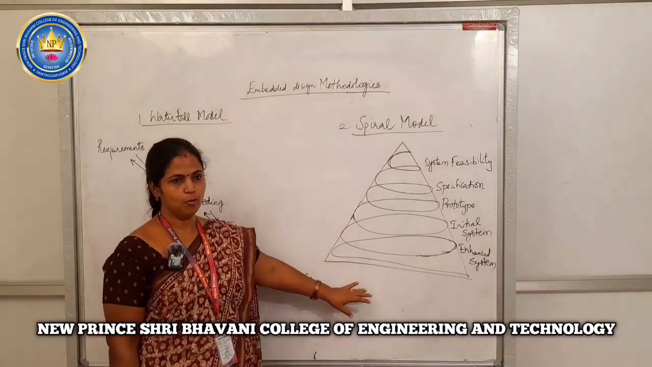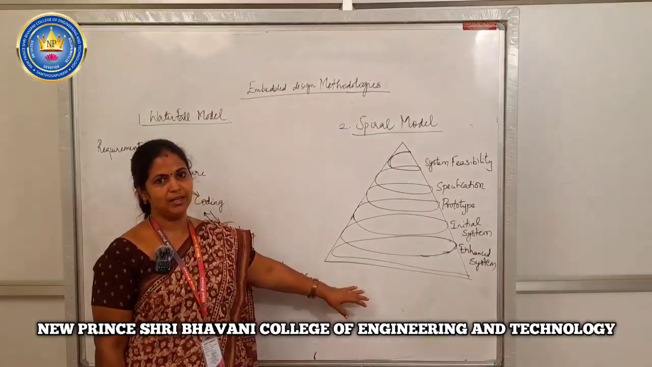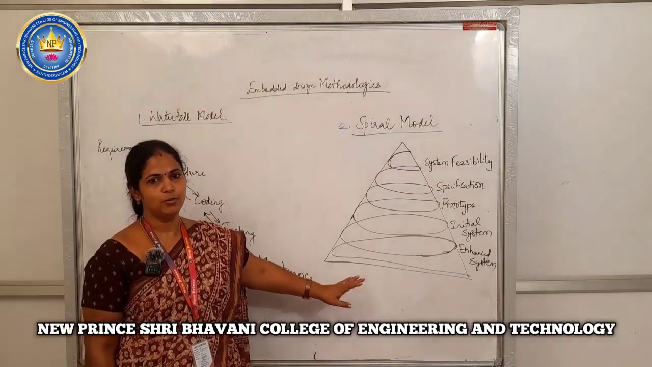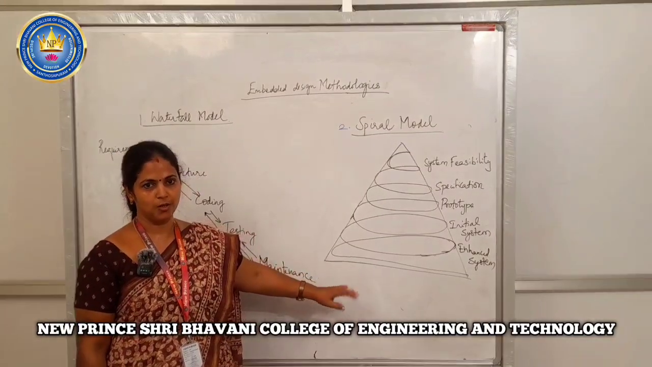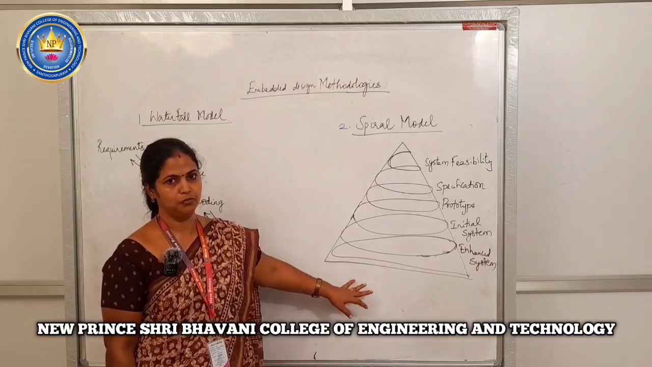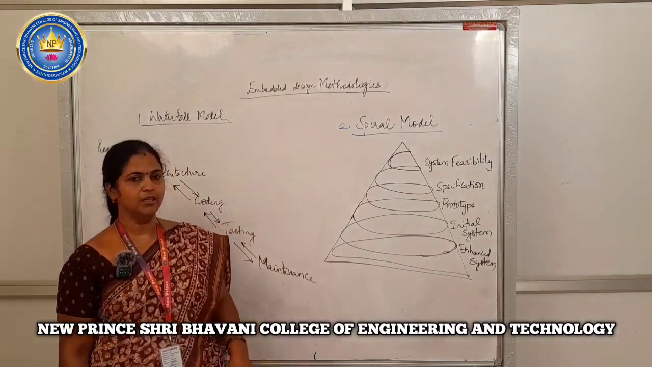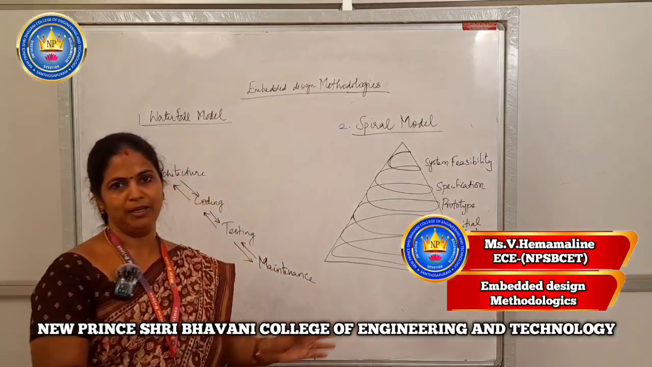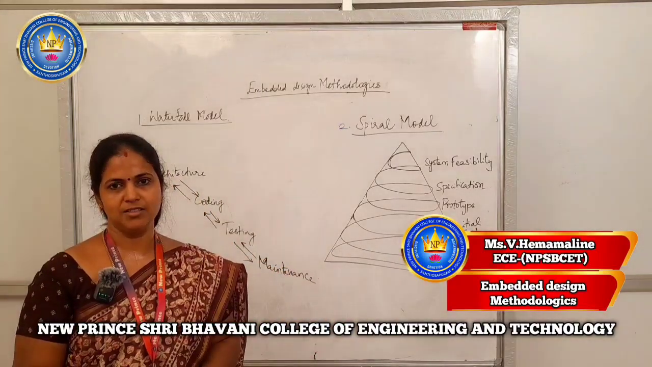So this model is time consuming, definitely, but still it is very useful and effective for large complex systems. Okay, so these are the two basic types of design models I have chosen to explain and illustrate. Okay, thank you.